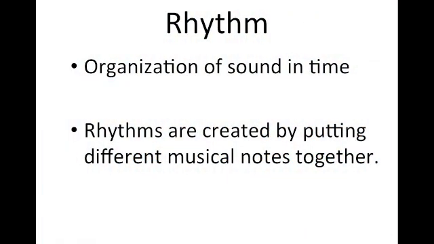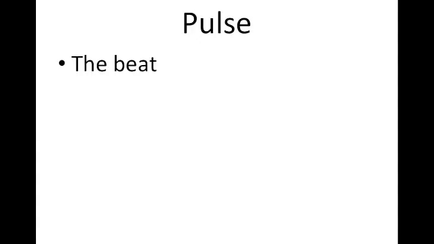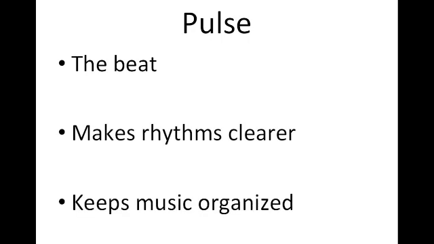Rhythm is the organization of sound in time. In written music, rhythms are created by putting together the different note values we looked at in Unit 2. The pulse of music is also known as the beat. When we tap our feet, snap our fingers, or clap our hands to music, we are responding to that beat. A strong pulse clarifies rhythm and keeps the music organized.